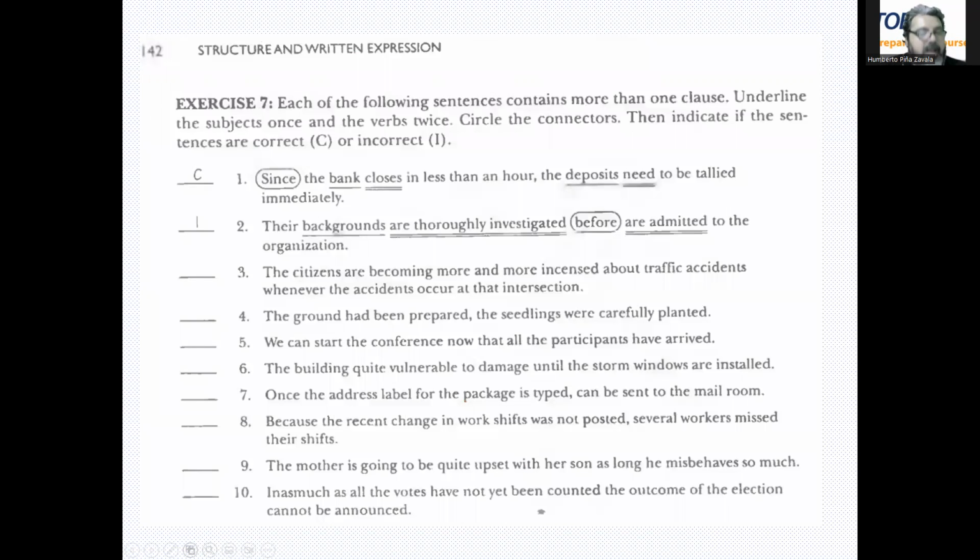All right. Now, in this exercise, each of the following sentences contains more than one clause. Underline the subjects once and the verbs twice. Circle the connectors, and then tell me if the sentence is correct or incorrect. Let me give you an example. Here we have the connector since, right?